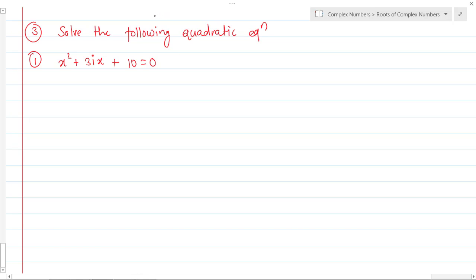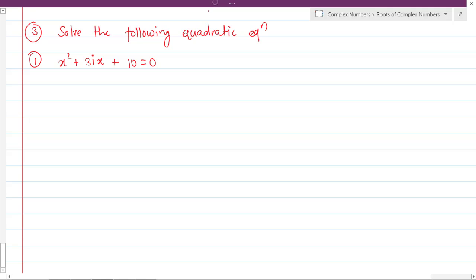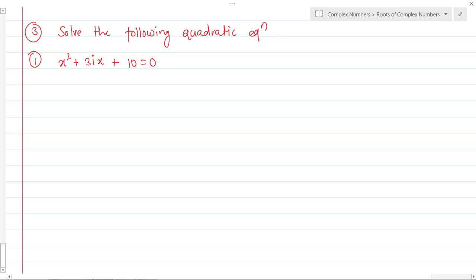So the third section says, solve the following quadratic equations. Okay, so what is the first question? The first question is x square plus 3ix plus 10 equals 0. This is my first quadratic equation and we have to solve for it. Solve means we have to find out the value of x.